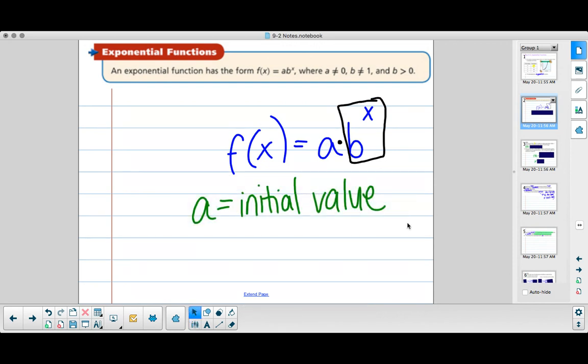A is actually the starting value or the initial value of the population, or of whatever is growing or decreasing exponentially. And in order for these to always be exponential, a cannot equal 0, because if a was 0, then no matter what your x value was, the answer would always be equal to 0. And b cannot equal 1, because 1 raised to any power is always 1, and that means it would not grow exponentially. B also has to be greater than 0 for it to grow or decrease at an exponential rate. It can't be a negative number.